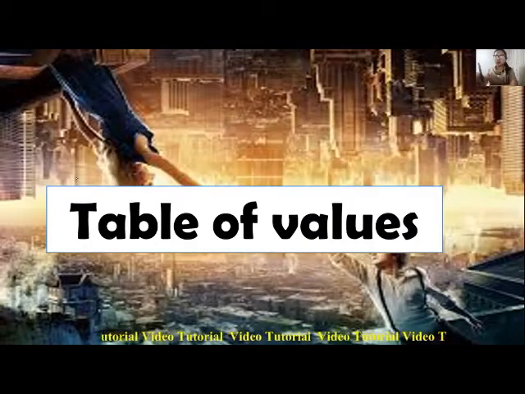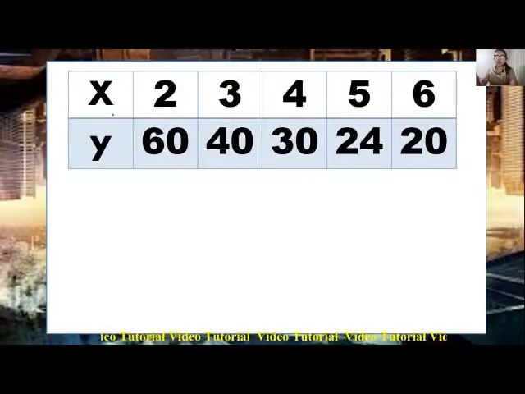Let's move forward with the table of values. Starting with the first one, we have here x and y values. For the x values, we have 2, 3, 4, 5, and 6. If we analyze its order, this one is increasing. When we look at the values of y, we have 60, 40, 30, 24, and 20. So as you can see, this one is decreasing in order. Again, when we say inverse variation, when one quantity increases, the other one decreases. So this might be an inverse variation.